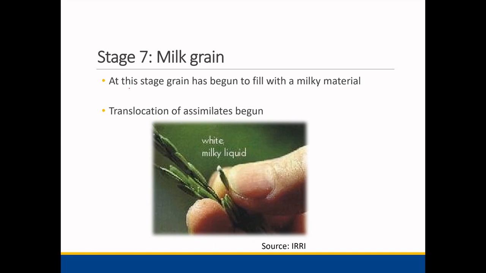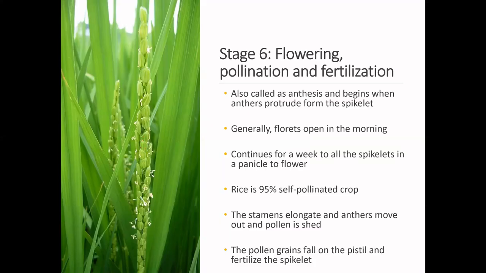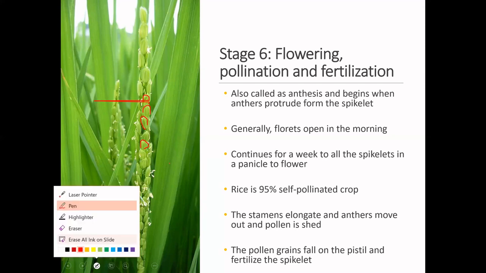And then, a little bit later, it will turn into a milky material, right? So at this stage, that's why we call it milk grain. At this stage, grain has begun to fill. These are the grains. You can find small grains in each of these if the pollination and fertilization are successful. Those are the grains.